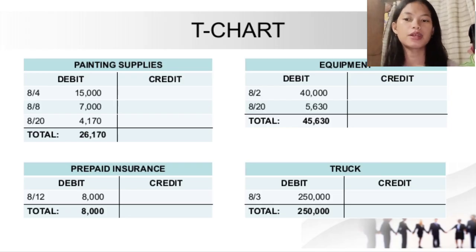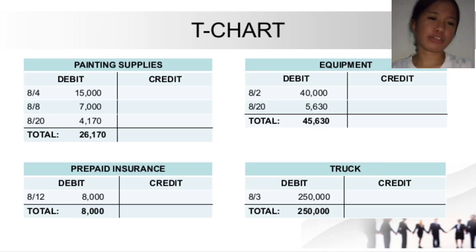In prepaid insurance, the business paid 8,000 for insurance in advance on August 12. This is a debit because it is something the business owns for now. So, I'll be discussing the equipment ledger for the month of August.